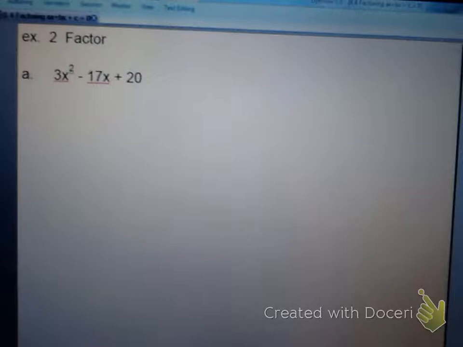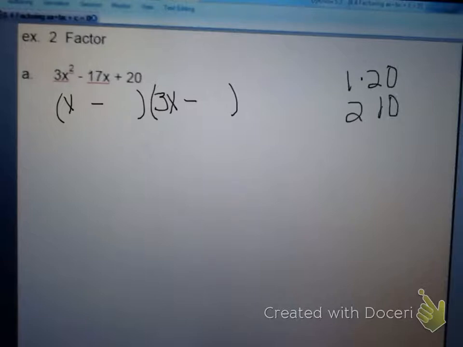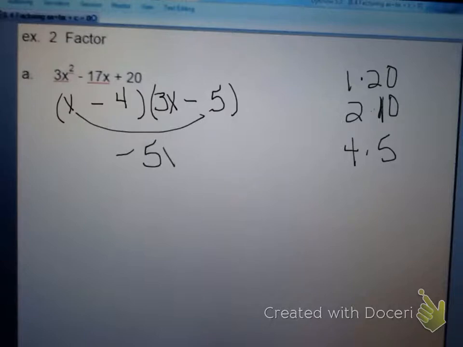Example 2a. My two binomials, the signs are going to be the same. They're both going to be negative. Factors of 3, I don't have any choice but to use 1x and 3x. Factors of 20, I'm going to list all the factors of 20: 1 and 20, 2 times 10, and 4 times 5. Now again, I'm going to start at the bottom and work my way up. I'm going to try the 4 and the 5. My outside is a negative 5x, and my inside is a negative 12x, which is a negative 17x.